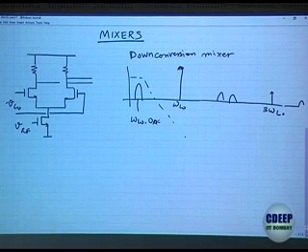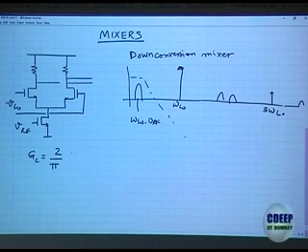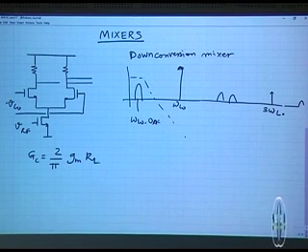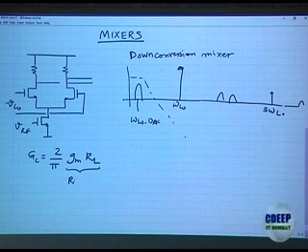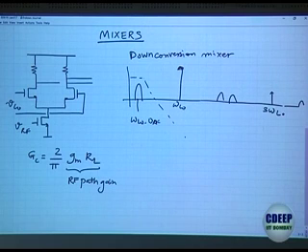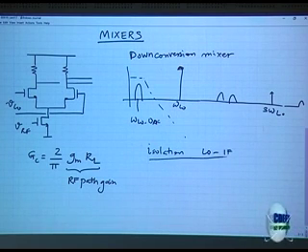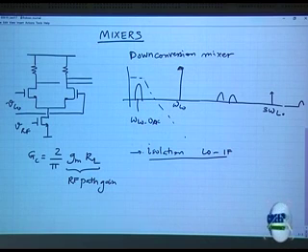So what we said here, and I'm kind of reiterating what we did last time, is that the conversion gain GC was 2 over pi times GM times RL. This is your RF path gain. So isolation from LO to IF is a problem. This is the problem. So why does this happen?